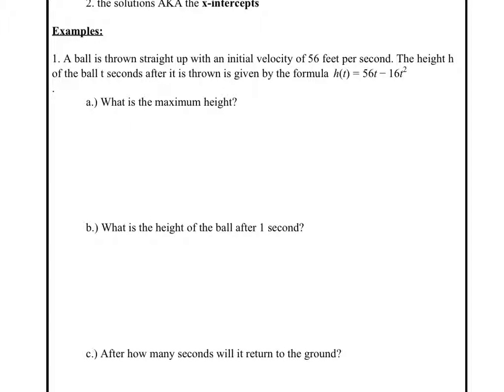A ball is thrown straight up with an initial velocity of 56 feet per second. The height of the ball after t seconds after it is thrown is given by this formula here. So usually you'll be given the equation. I don't expect you to know how to come up with one. Let's draw a picture. You have someone who is throwing this ball up. Draw yourself a little picture, okay?